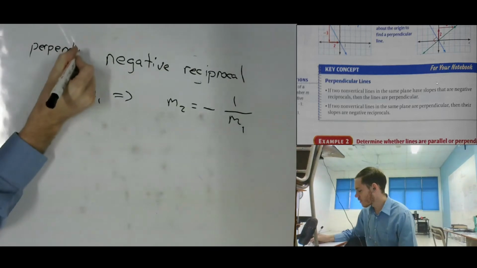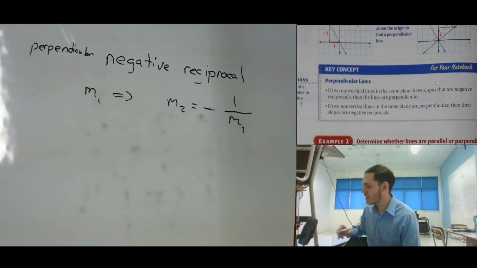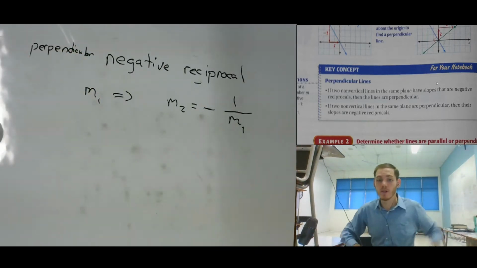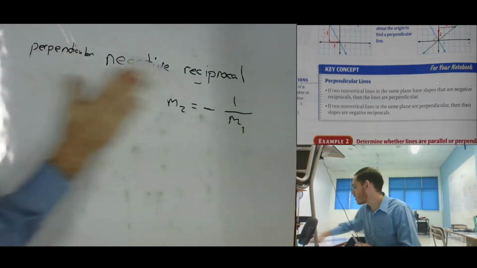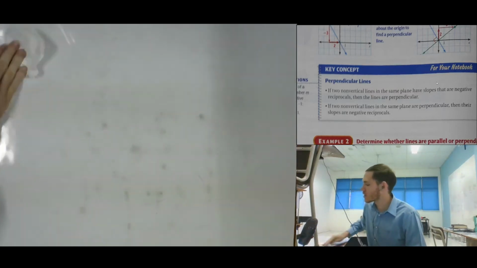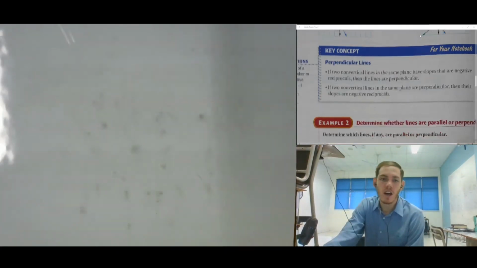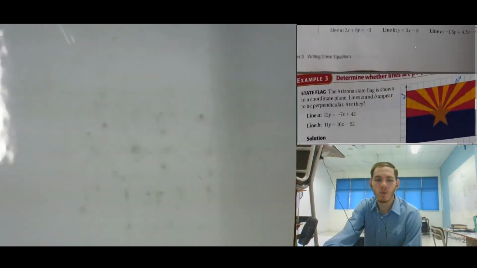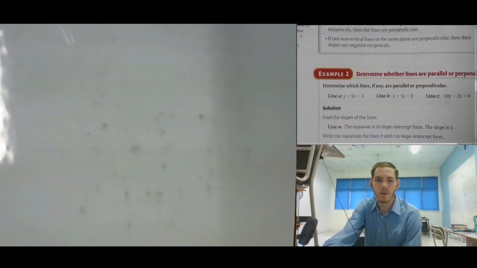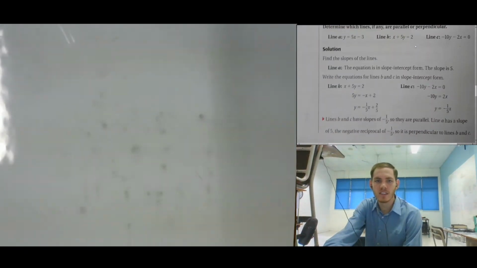Okay, that is what we're going to be looking at. First, we're going to figure out what is perpendicular. We're going to solve for it. So let's take an example.